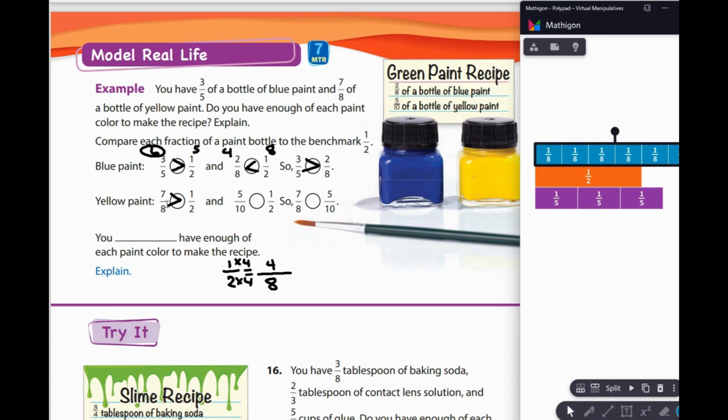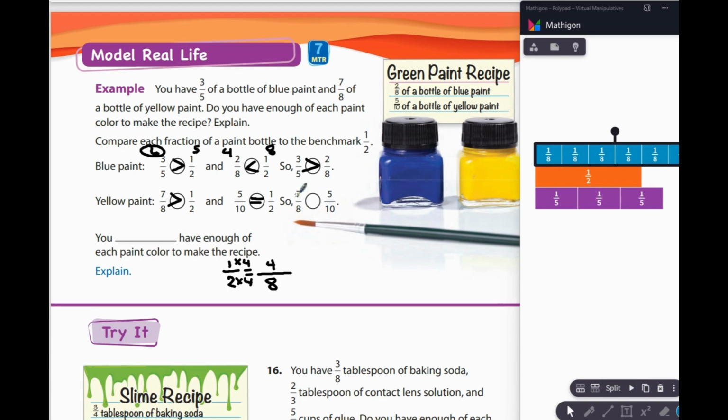If I look at 5/10 compared to a half, I know that 5/10 is equal to a half because again, what's half of 10? Half of 10 is 5. Okay? So I know that these two are equal. 2 times 5 is 10. 10 times 1 is 10. They are equal. So now let's compare the yellow paints.